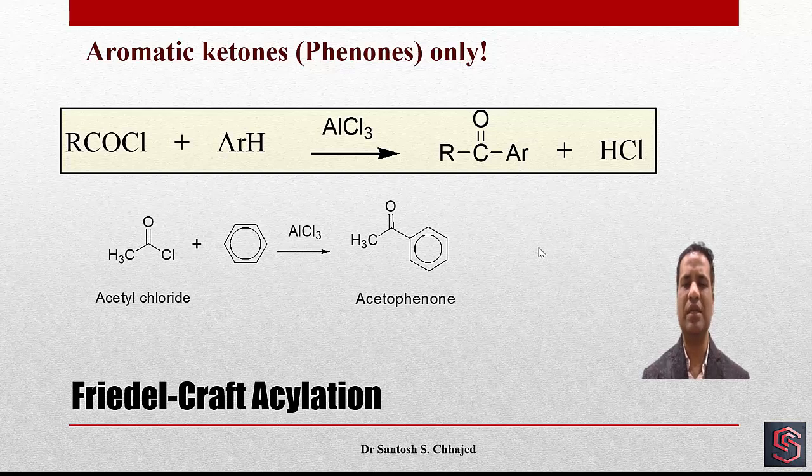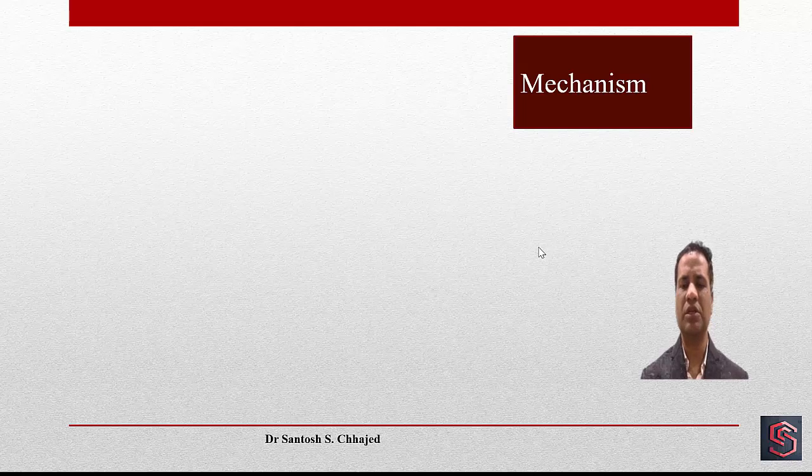For example, when acetyl chloride is reacted with benzene in the presence of the reagent AlCl3, formation of acetophenone takes place. These are called phenones because the phenyl ring is linked directly to the carbonyl carbon. Let's try to understand the mechanism of this reaction.